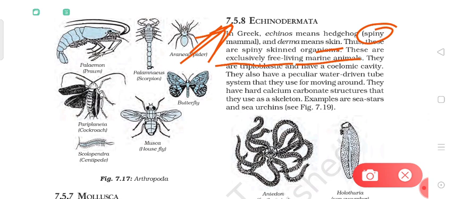Now if we talk about their basic features, again they are triploblastic, they have organ system level organization, right?